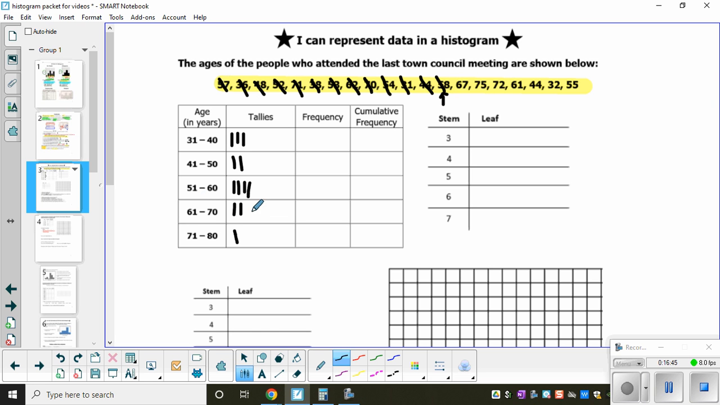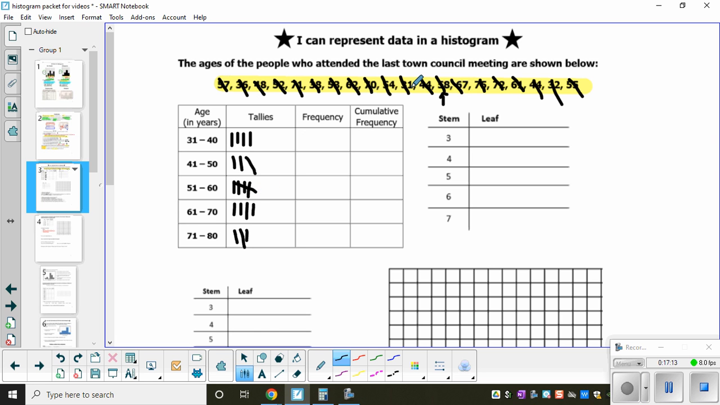You could wait for me to finish, and you can just count them up and put them in once I'm done talking in the video. I got a 75. I got my 67. 72 goes in here. 61 is going to go here. A 44 I got here. A 32 is going to go here. And then a 55 is going to go 51 right here.